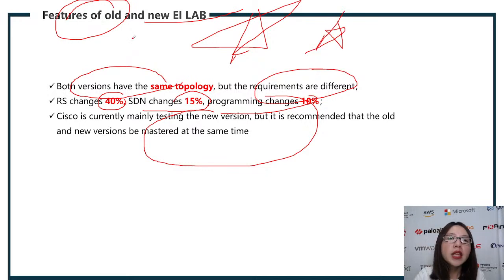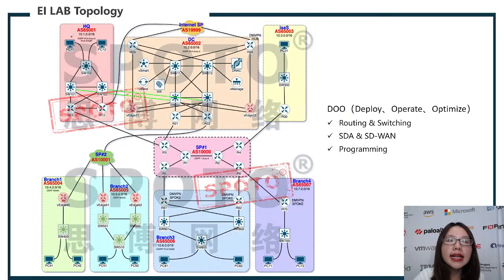Okay, let's continue. Next we will analyze some of the changing requirements. So this is the complete EI Lab diagram, which is mainly configured from routing and switching, SDA and SD-WAN, and programming.